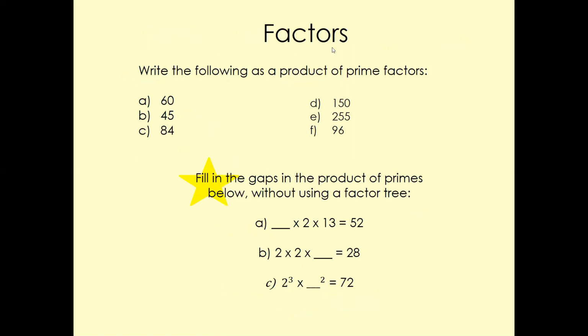Now here are some questions for you to practice. You can pause the video, do them, and when you're done, we're going to mark them together. Right, just have a look at the answers. Let's mark them together. So 60 is going to be 2 times 2 times 3 times 5. Give yourself a tick or a cross. If your answer is right, give yourself a tick. If your answer is wrong, give yourself a cross. Or you can also use a happy face or a sad face.